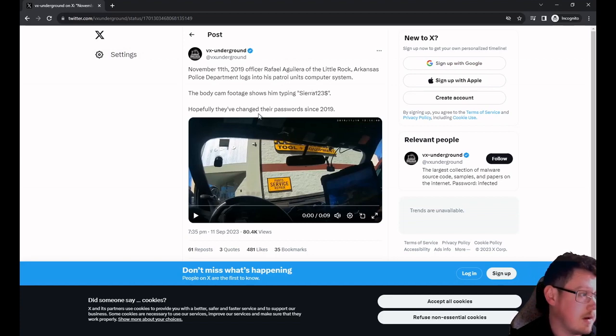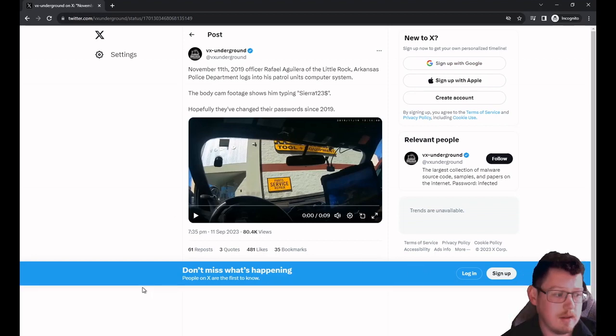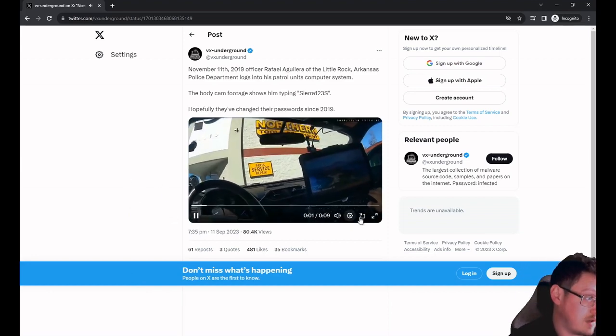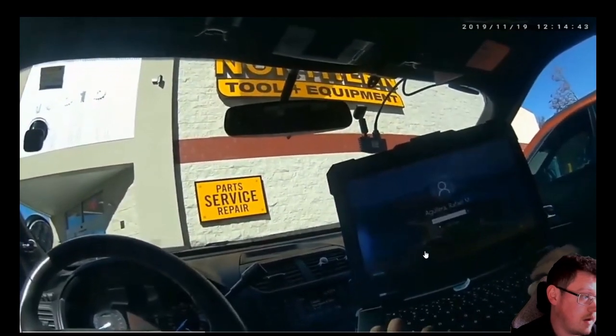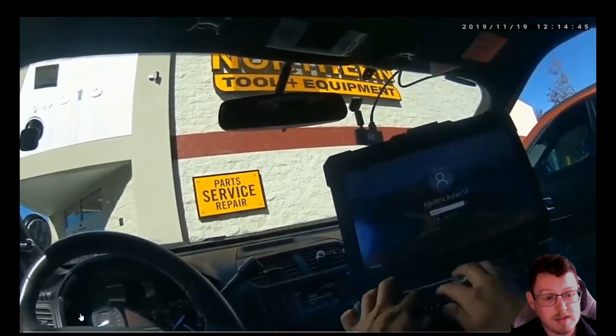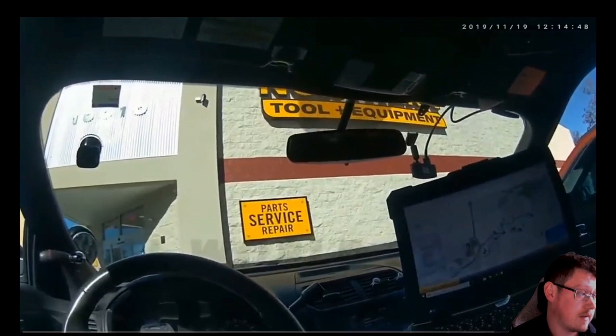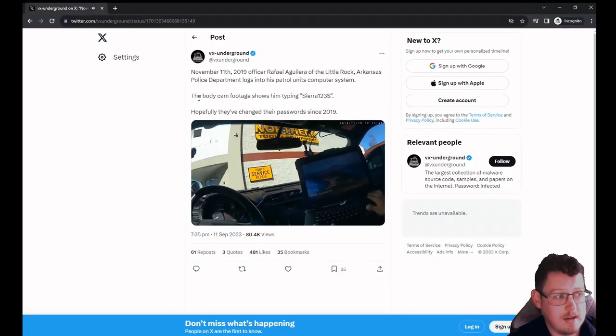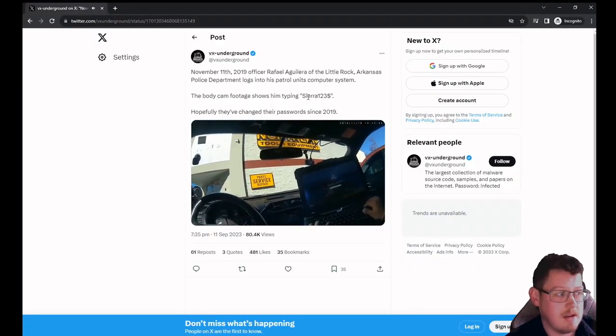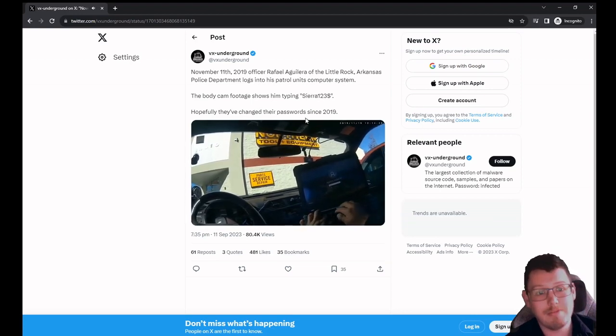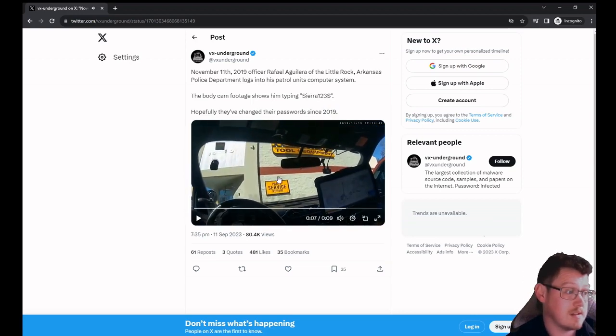There's a police officer sitting in his patrol car. The environmental context that changed here is that police are now all wearing body cams, right? Body cams are widely adopted in police forces nowadays. And here's a video of the police officer recording himself typing his password in. VX Underground shared it. The body cam footage shows him typing Sierra $123, and hopefully they've changed the password since 2019.